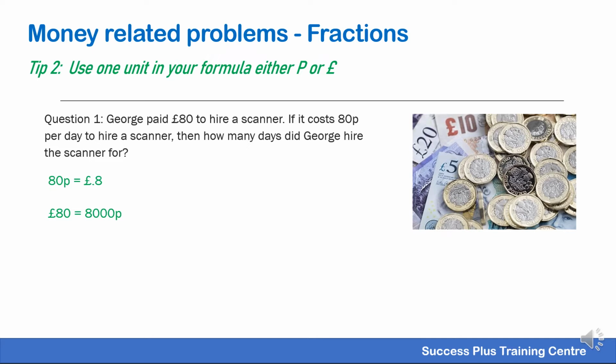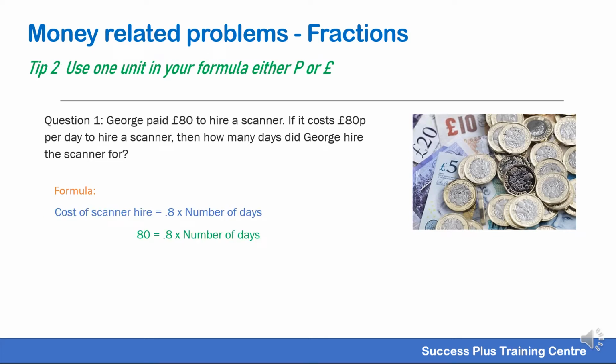timing 80 by 100. You could either convert 80p to 0.8 of a pound if you divide 80p by 100. If you felt less confident dealing with decimals, then it might be easier for you to convert £80 to 8000p by timing £80 by 100. Now let's start answering the question.